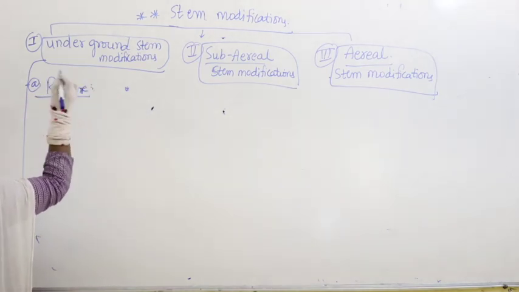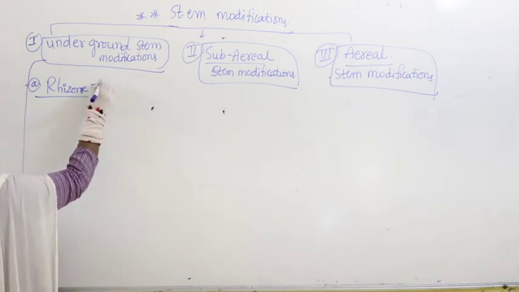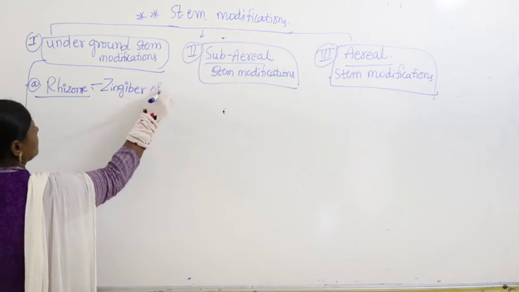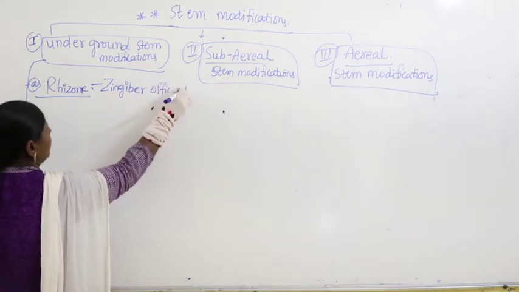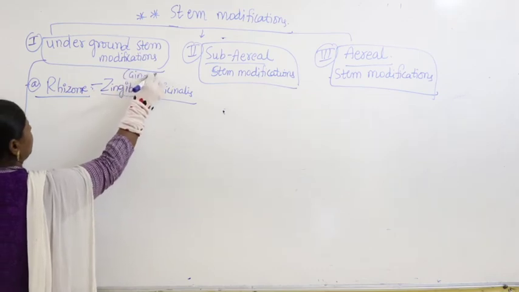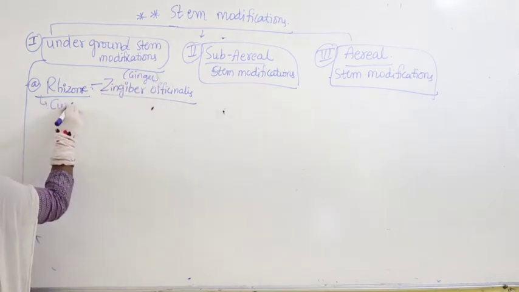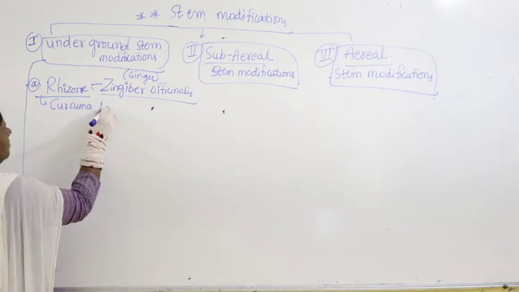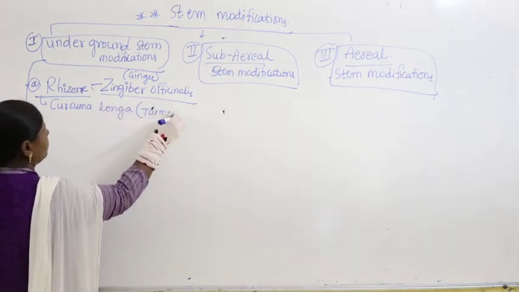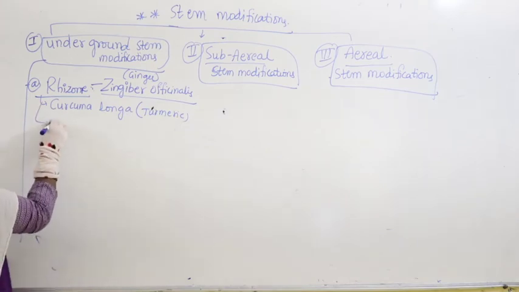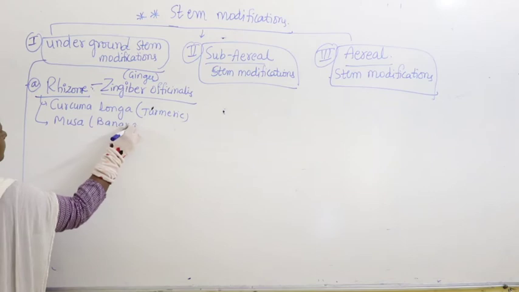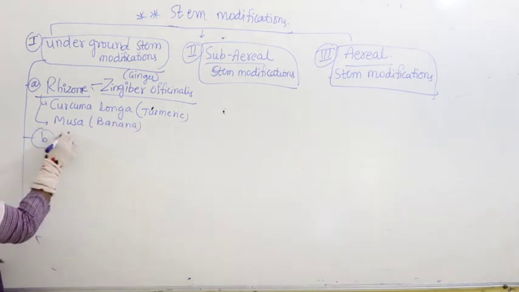So what are the examples for rhizome? We studied Zingiber officinale. What is this commonly called? Ginger. Then Curcuma longa, commonly called turmeric. Musa, commonly called as what? Banana.